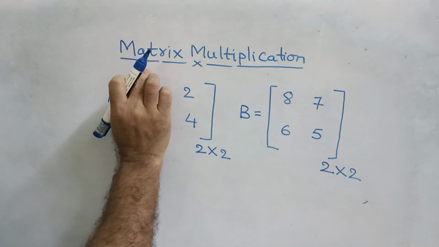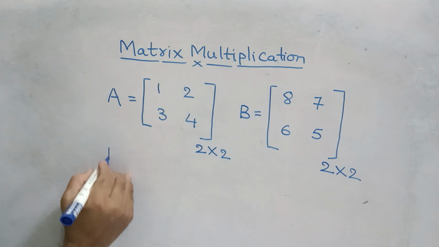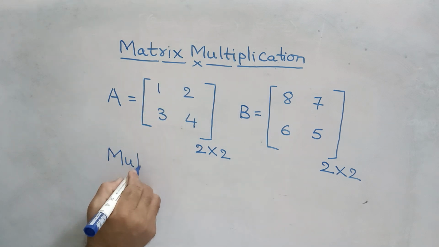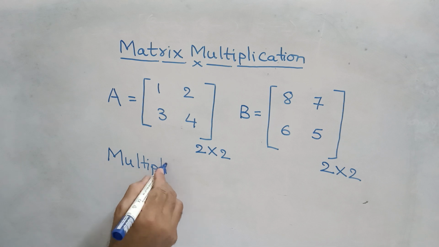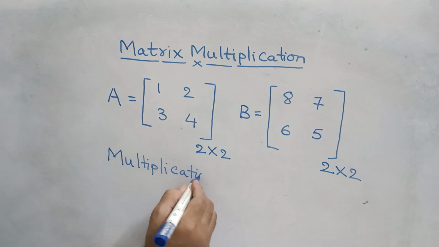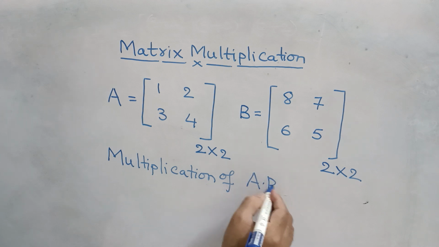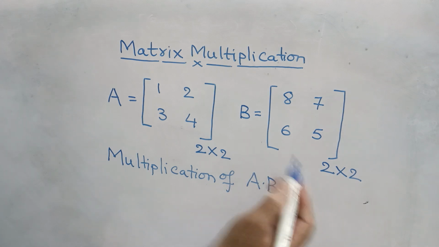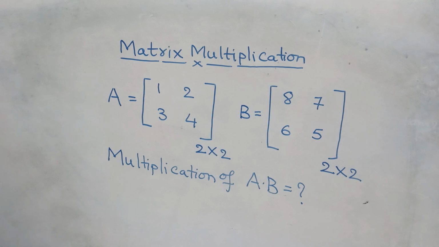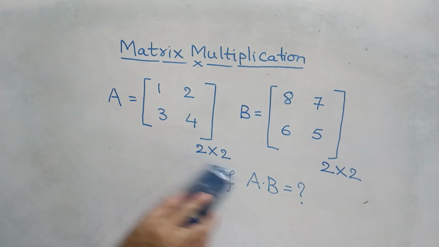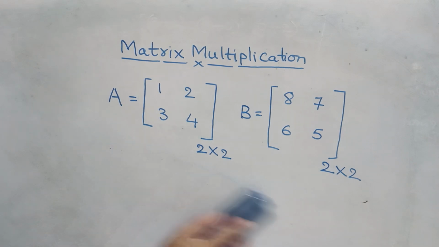Now, how to perform the matrix multiplication? We have to find out the multiplication of A and B. A into B is equal to how much? That is the question. What is the product of A into B? So directly I will explain the solution. It is very simple actually, nothing difficult in this. It is a very simple operation.